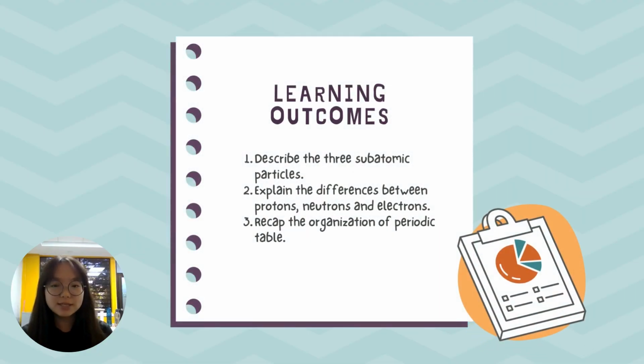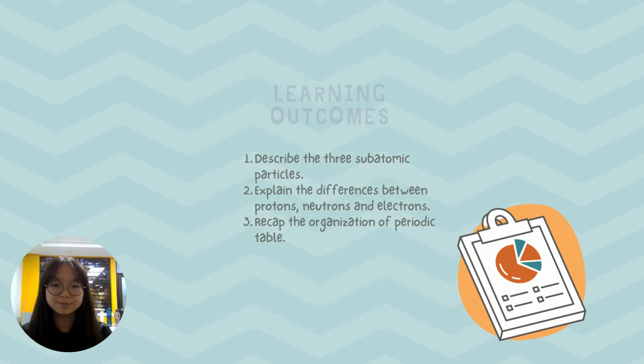There are 3 learning outcomes in this topic. First, students are able to describe the 3 subatomic particles. Also, they explain the difference between proton, neutron, and electron. Last, they will be able to recap the organization of the periodic table.